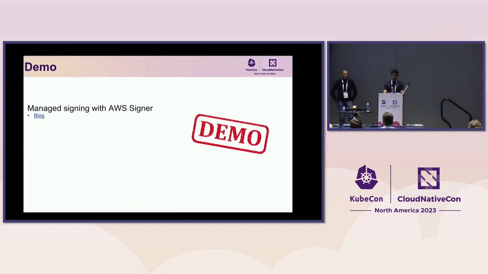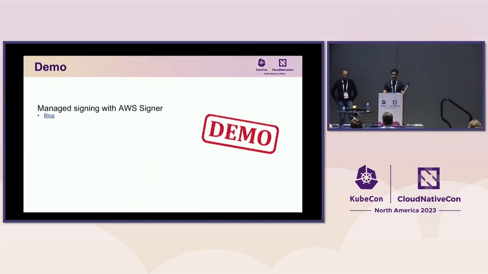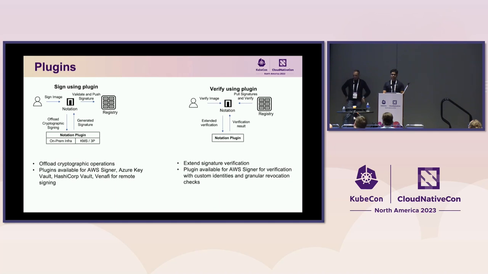All right, so we saw a plugin in action. Let's dig a bit deeper into plugins. So we have signing plugins and verification plugins. Signing plugins allow you to offload the cryptographic operation so that you can bring your own signing infrastructure, be it on-premise or KMS, HSM, or signing services.